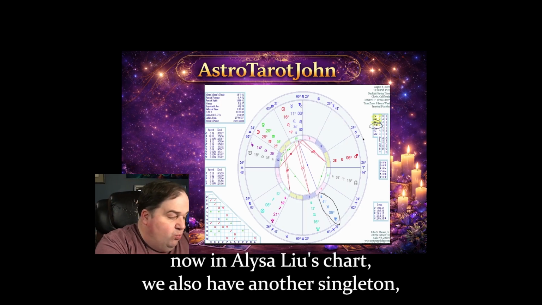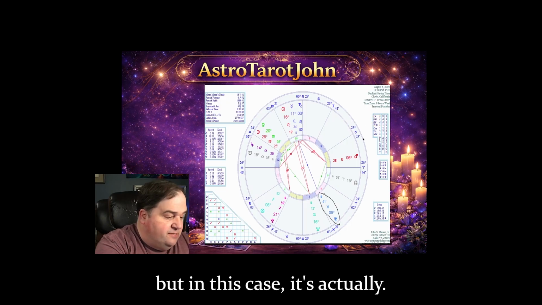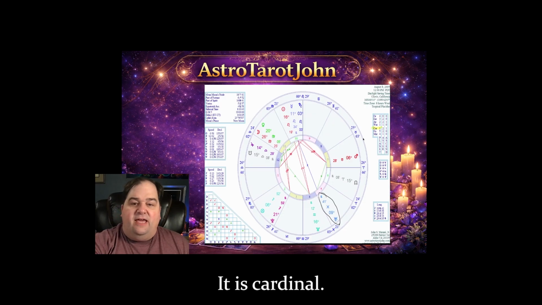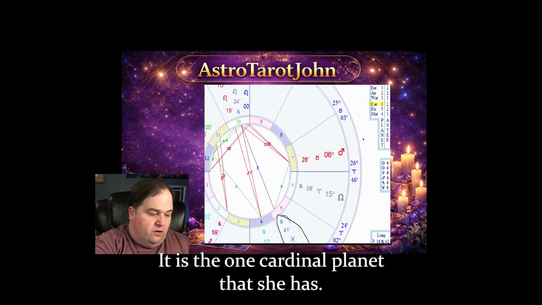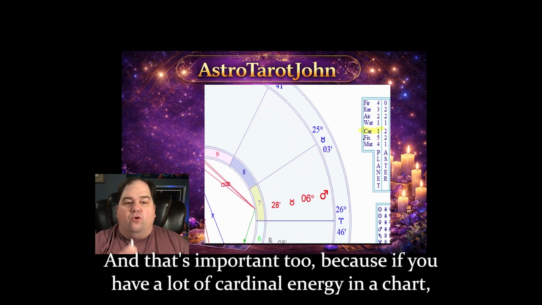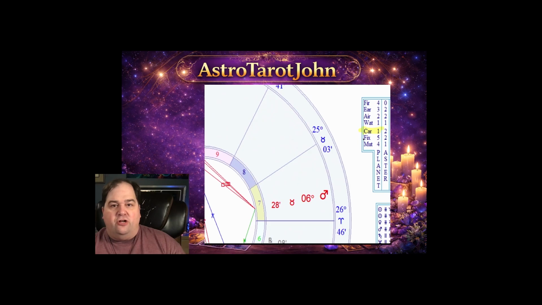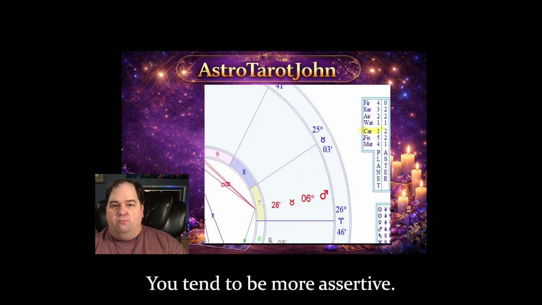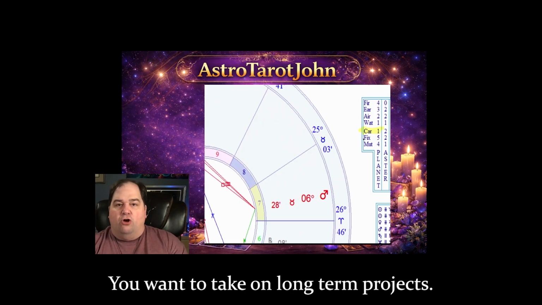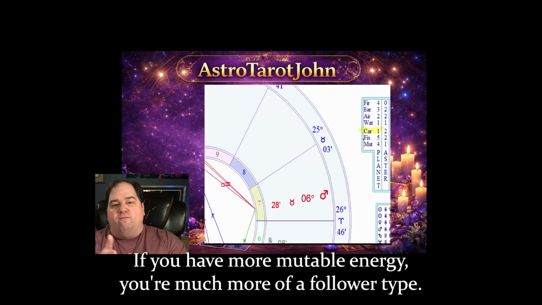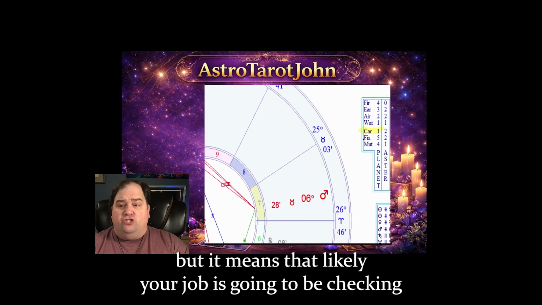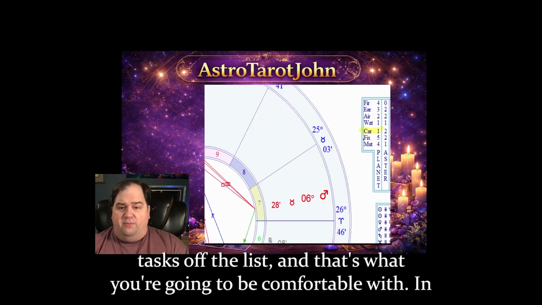Now, in Alysa Liu's chart, we also have another singleton, but in this case, it's a modality singleton. It is cardinal. It is the one cardinal planet that she has. Okay? You're going to see it here. And that's important too, because if you have a lot of cardinal energy in a chart, you tend to have more of a leadership role. You tend to be more assertive. If you have more fixed energy, you tend to be more stubborn. You want to take on long-term projects. You want to develop things. If you have more mutable energy, you're much more of a follower type. Doesn't mean you can't lead, but it means that likely your job is going to be checking tasks off the list, and that's what you're going to be comfortable with.